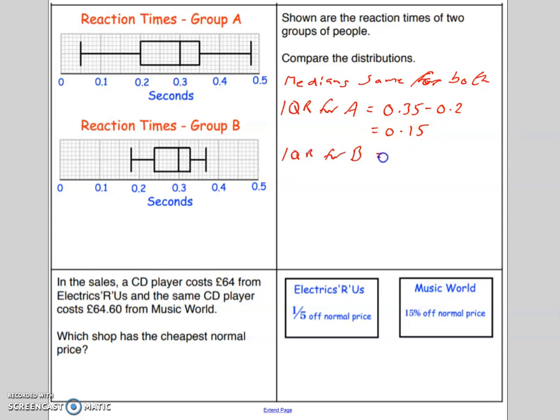Okay, so if we look for our interquartile range for B, we've got 0.33 minus 0.24, which gives us 0.09. Okay, so that's our interquartile range for A, and that's the interquartile range for B. So we can clearly see that A has a wider spread of distribution times. Okay, so that's what we would say for that one here.